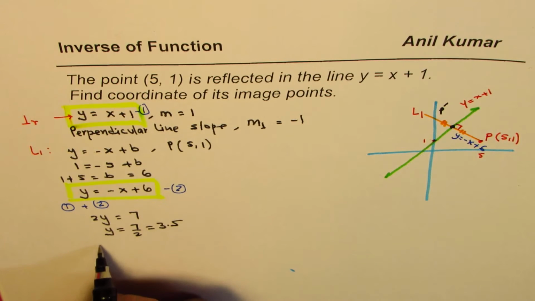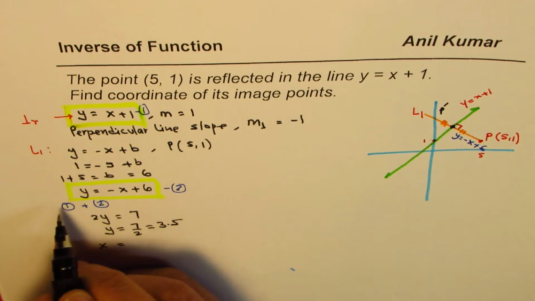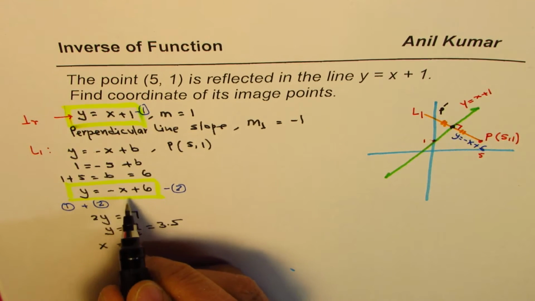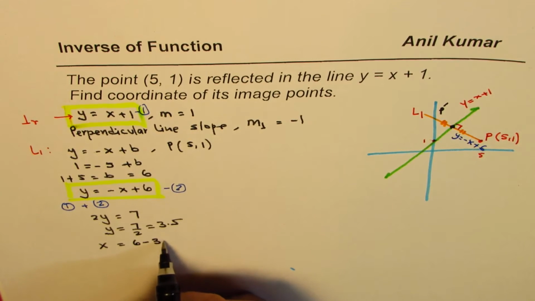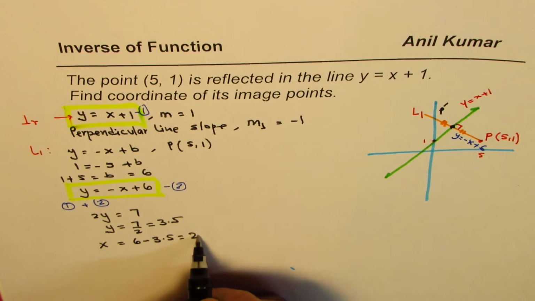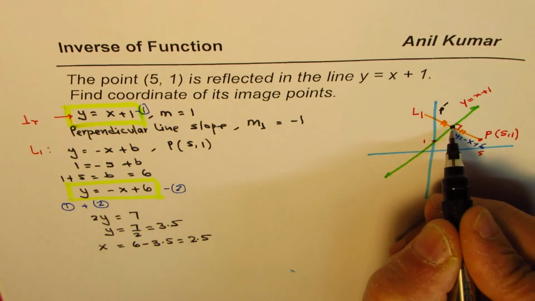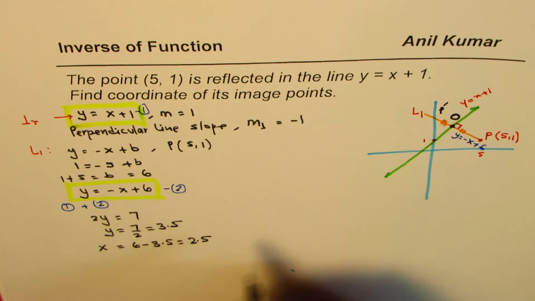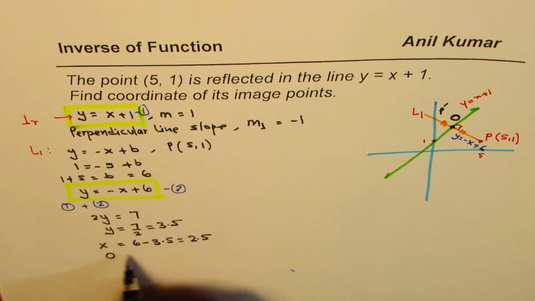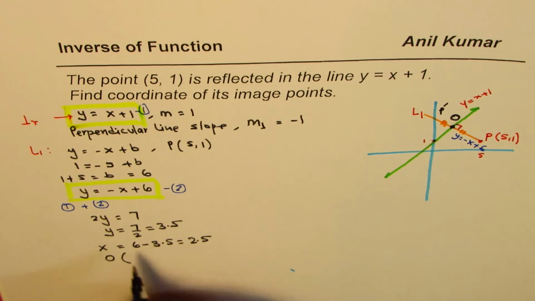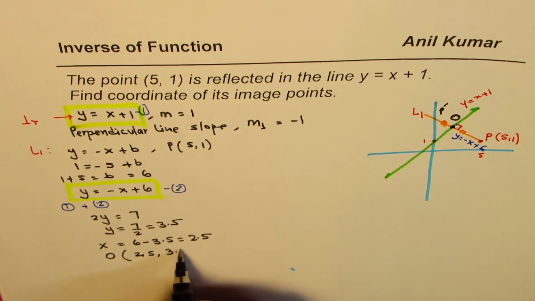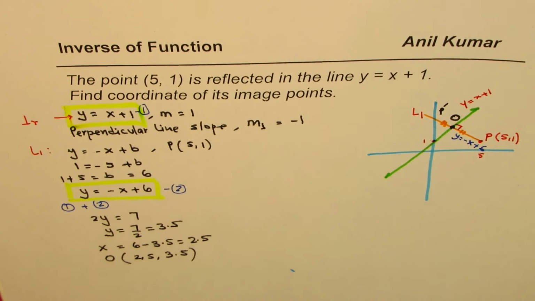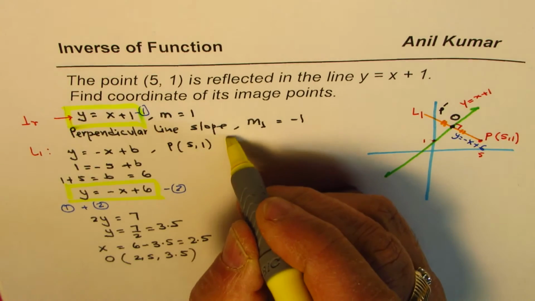So x is equal to, let me rearrange this. So x is equal to, I mean, if I take x on this side, then it is minus, right? So it is 6 minus 3.5, which is 2.5, correct? So the point, let me call this point O, okay? So point O for us is x value of 2.5 and y value 3.5, right? So that is what it is. It kind of makes sense.